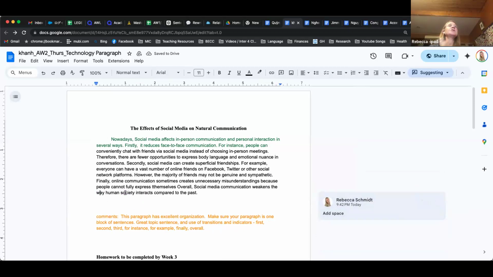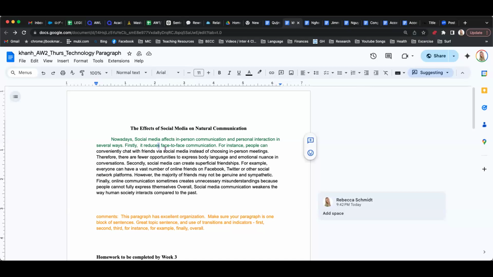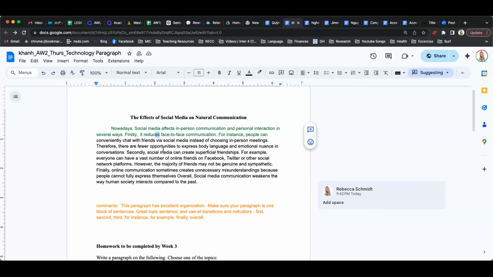Good. Good. Society. So, society. And guys, don't forget to express your S. Reduces. Reduces. Some S has an ES sound on it. Reduce, especially if there's an E. Not always, but we have to learn the difference. Yeah. Reduces. Yeah, good.